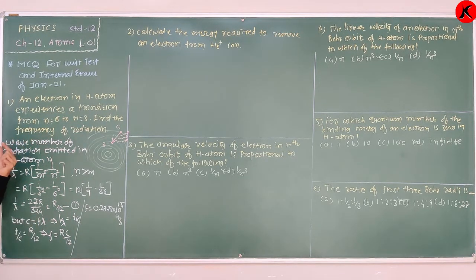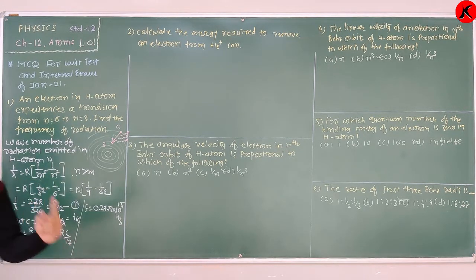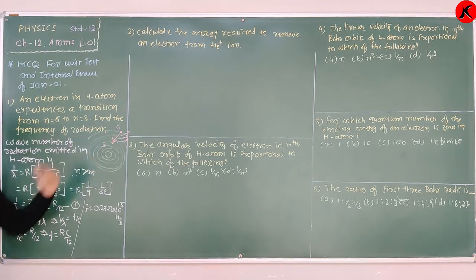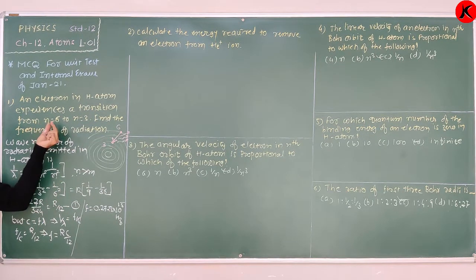So here, the wavelength of the radiation emitted in a hydrogen atom is given by 1 upon lambda is equal to R into 1 upon m square minus 1 upon n square. This is the general equation of the wavelength of the radiation emitted during the transition of the electron from one orbit to the other orbit. Here the electron makes the transition from a higher orbit to a lower orbit, so n is greater than m. The electron makes the transition from the 6th to the 3rd orbit.